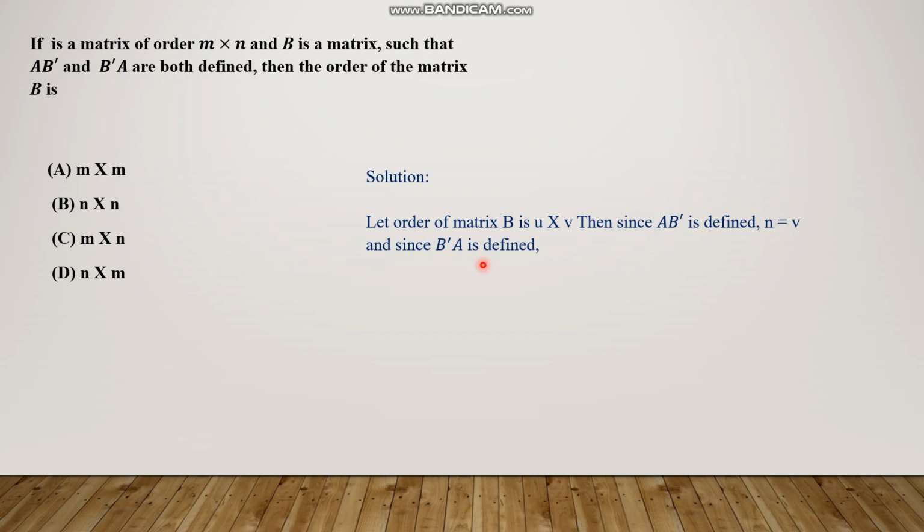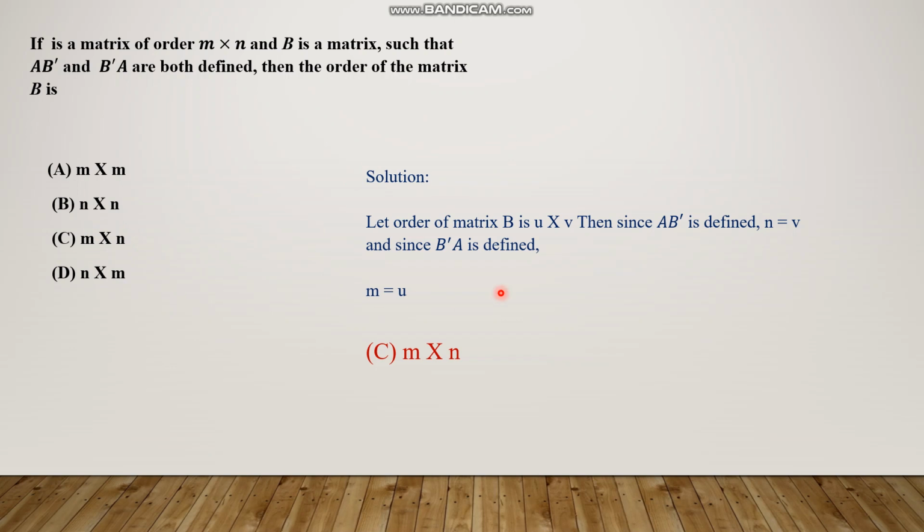And since B dash A is also defined, we will get the reverse of this. The column of B dash, which will be u, and the row of A, that will be m. So m will be equal to u. Therefore, the order will become m by n.